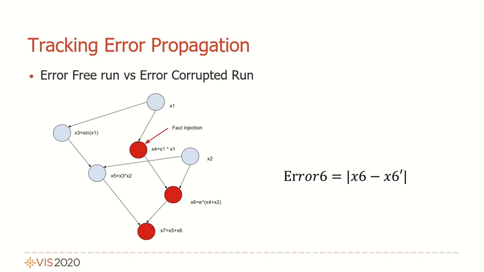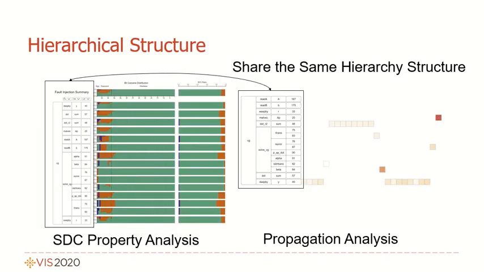In this work, we track error propagation by monitoring the critical data variables' values. We define errors by comparing the error-free runs with the error-corrupted runs. In the visualization design, we utilize the natural hierarchical feature of our programs.